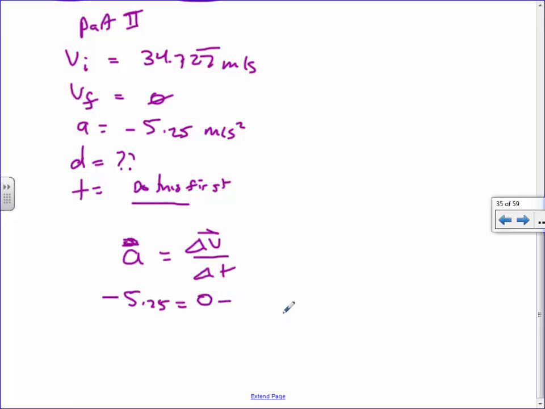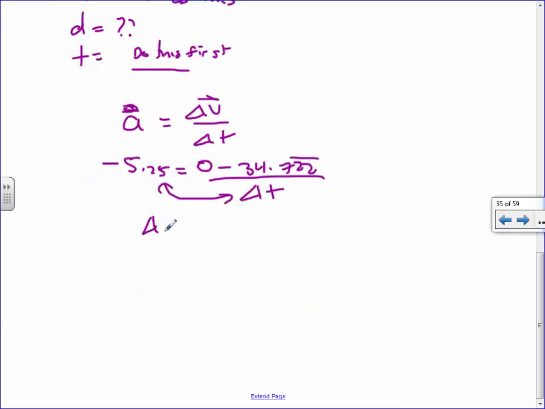So your velocity final is going to be 0. Your velocity initial is going to be 34.72 repeating. And we're looking for delta T. How do we get delta T by itself using our algebra skills here? You swing the delta T up to the other side, and then you take the negative 5.25 number and bring it back down. So delta T is going to be 0 minus 34.72, isn't that just going to be negative 34.72 repeating, divided by negative 5.25.